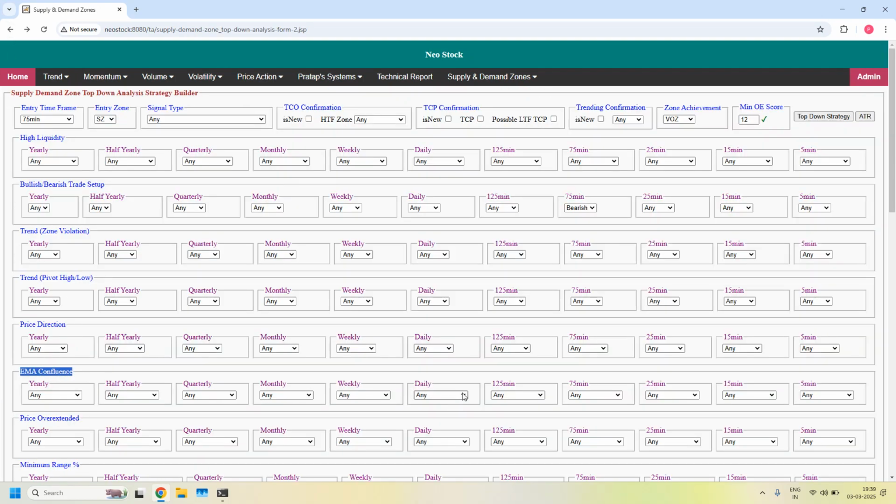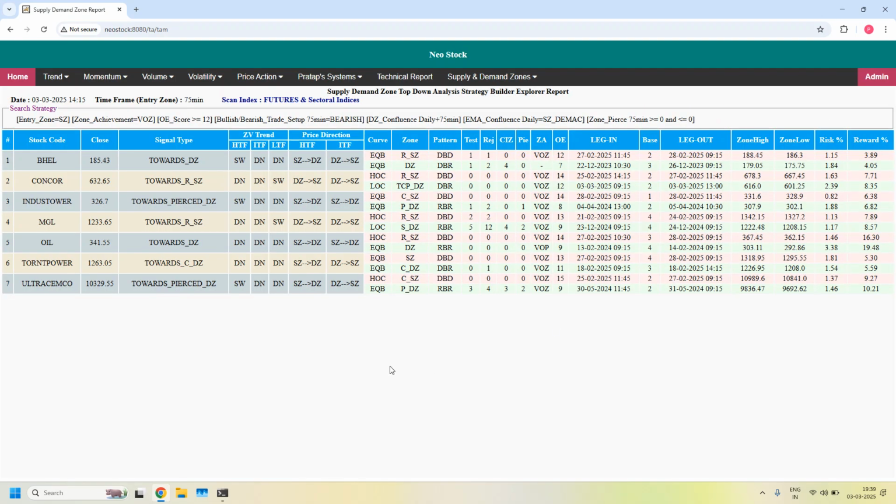The EMA confluence at 75 minutes time frame, I am setting the filter 75 minutes supply zone having daily EMA confluence. Sorry, we made a mistake. The reason is 75 is overlapped with the daily supply zone. That's why we have to check whether the daily supply zone has daily EMA confluence or not. With this filter, we got 7 stocks. So these 7 stocks have a higher probability of success. Remember, this is a probability game.